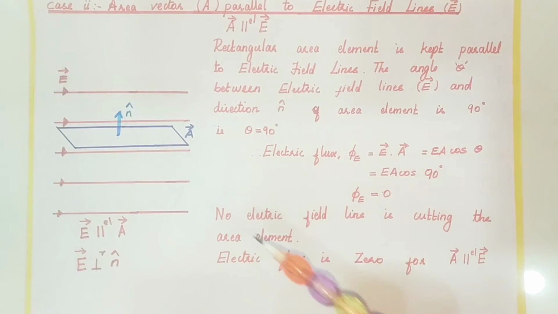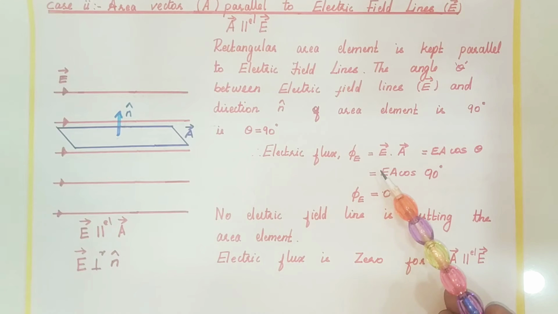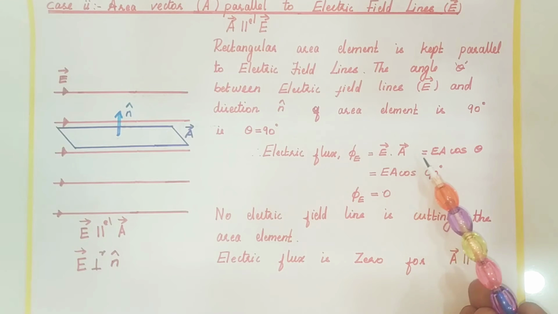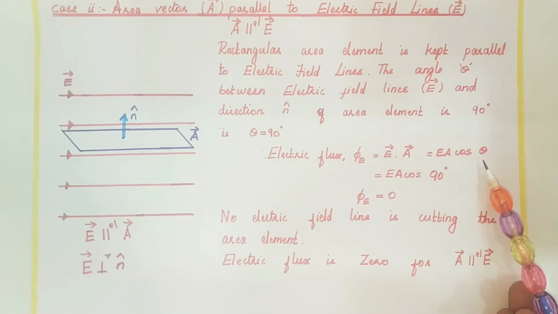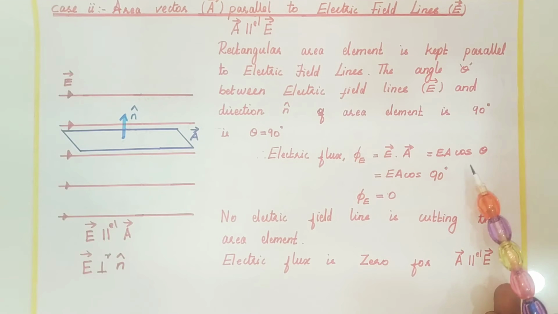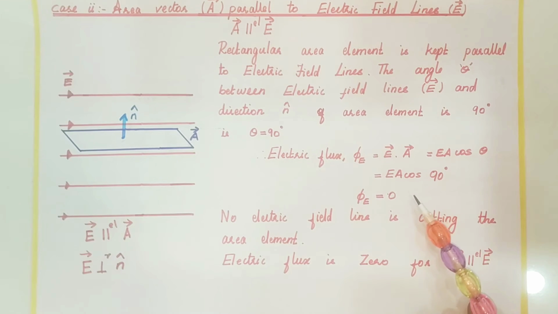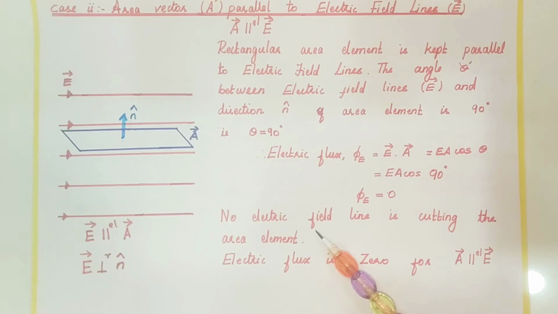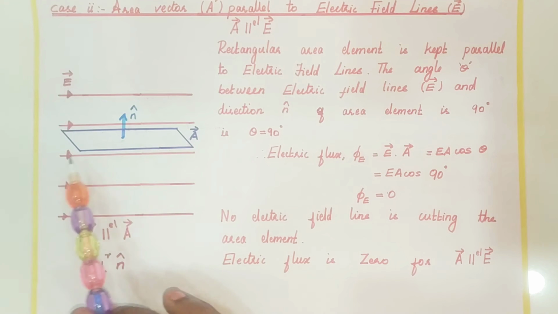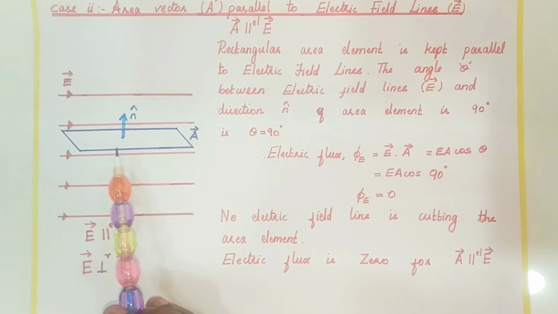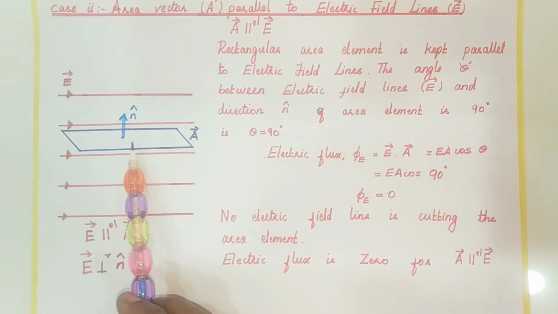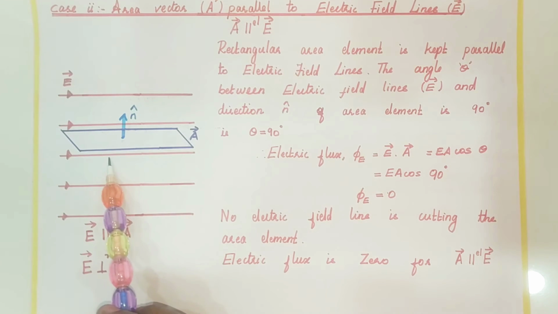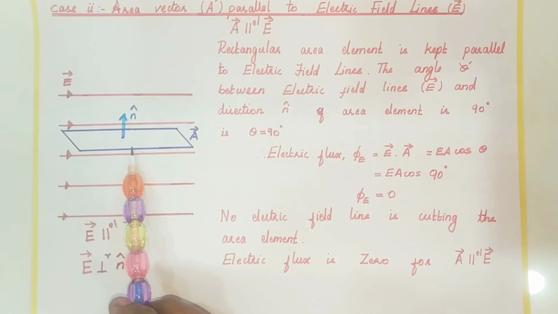Now what will be the electric flux? Electric flux is E vector dot A vector, that is EA cos theta, and theta takes the value 90 degrees, and we know cos 90 is 0. So flux phi E is equal to 0. That is, no electric field lines are cutting through this area element. That is, electric flux is 0 for area and E parallel to each other.